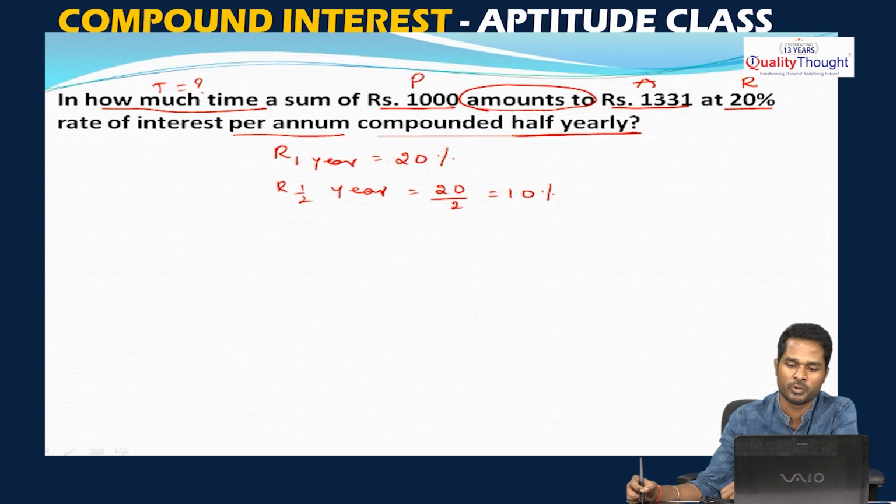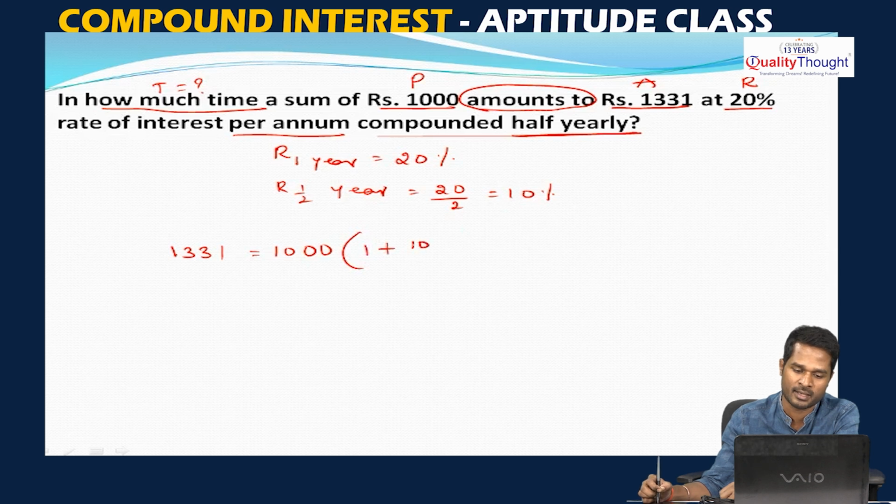Now see, the total amount has become 1,331. That means 1,331 is equal to 1,000 rupees, the principal amount, into 1 plus rate of interest for half year, that is 10 by 100, whole power t. We need to find the time period, that is t. So the zeros will cancel here, and this 1,331 I can write as 11 cube and 1,000 as 10 cube.